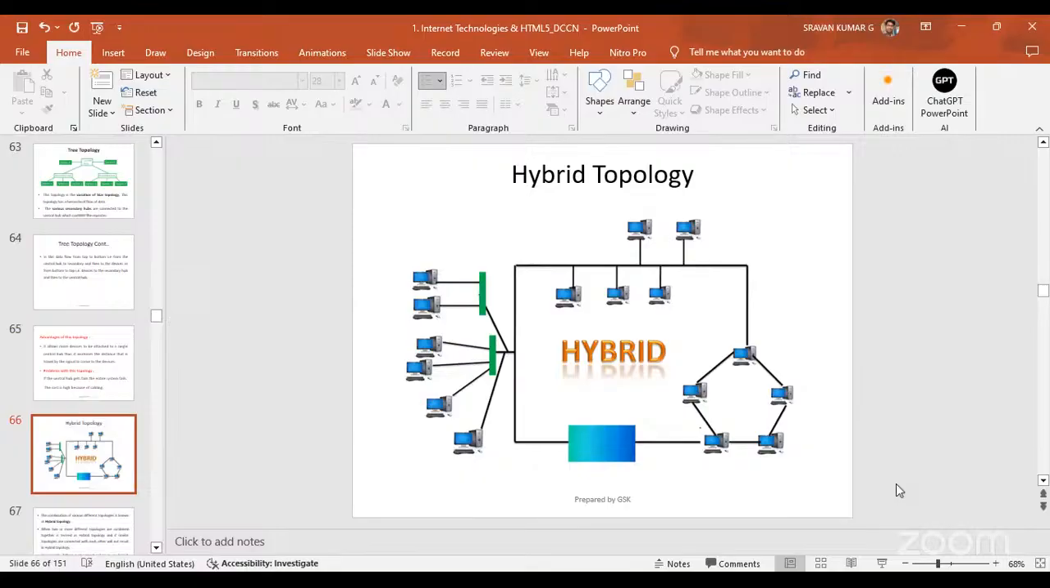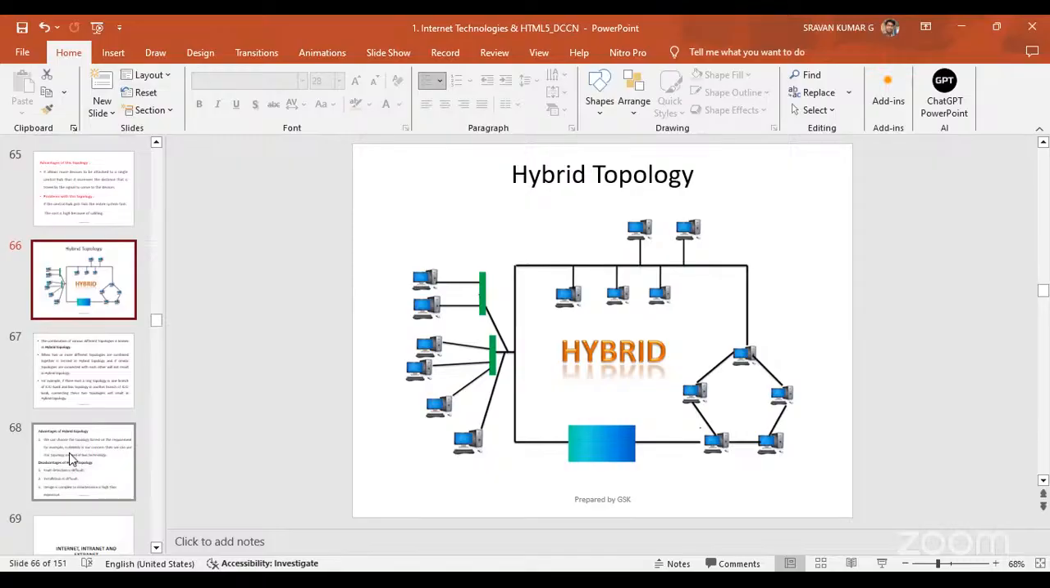Next, hybrid topology. By the name, you can understand the purpose of hybrid topology, just as we use hybrid things in real life. This is nothing but creating a network with the help of existing networks. That is called hybrid. So this is a combination of various types of networks. If you observe, this is the LAN, and this is the ring topology. This is the bus topology. So hybrid topology is a combination of different types of networks.